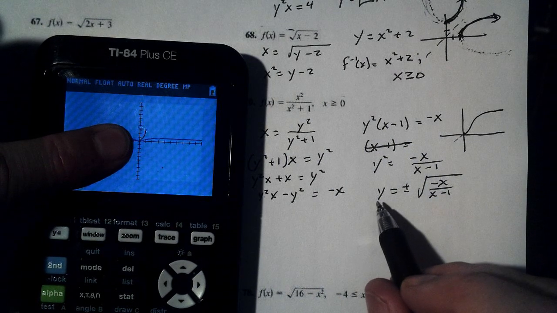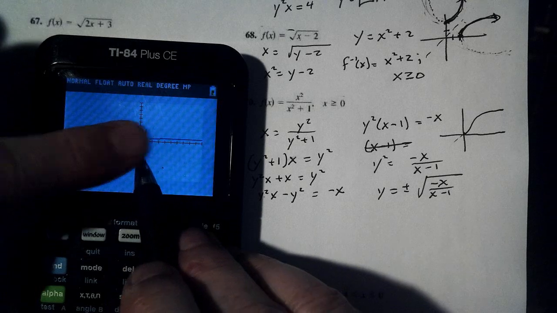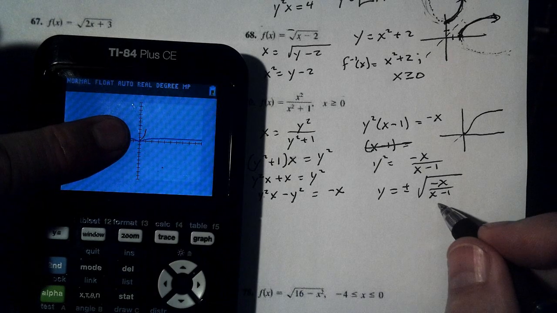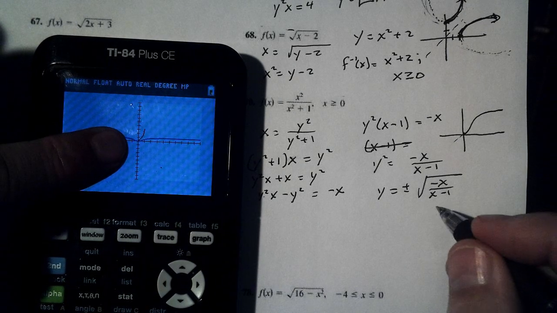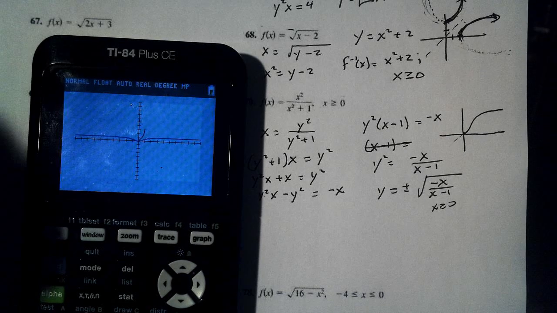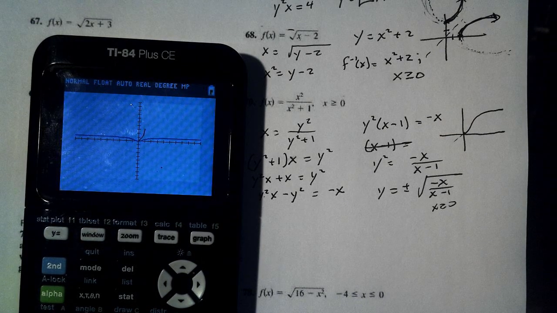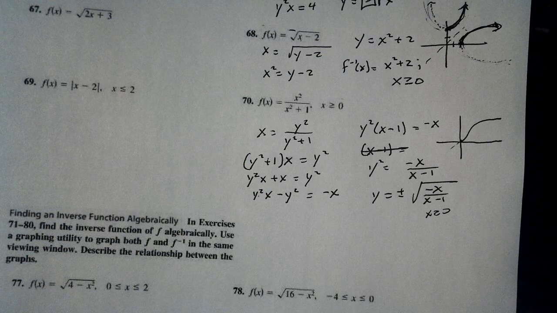So which part do we want here? We want y to equal this, and I want my x values to be to the right of 0 here as well. So x is greater than or equal to 0.